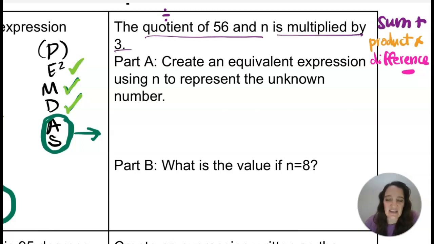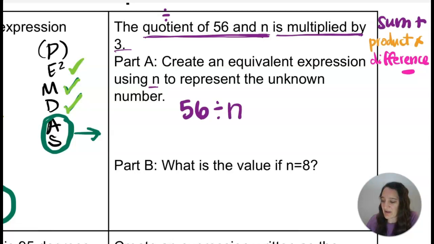Part A says create an equivalent expression using n to represent the unknown numbers. We're going to use n right there. So the quotient of 56 and n, I can write that. The quotient of 56 and n is multiplied by 3. Okay, so now I'm going to do that, and then I'm going to multiply it by 3.